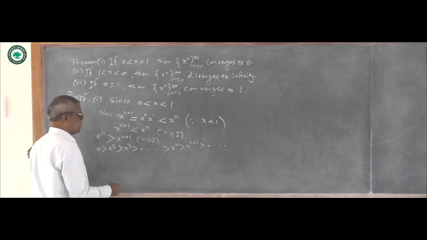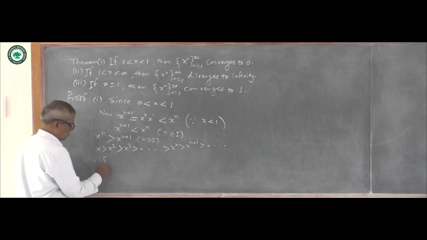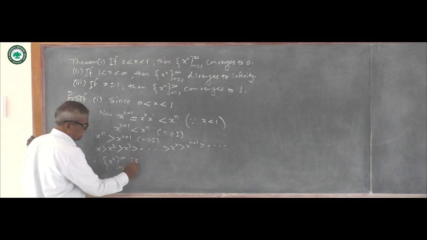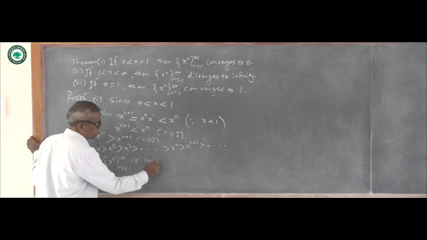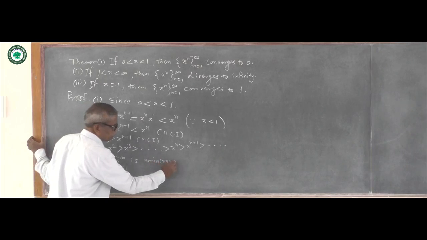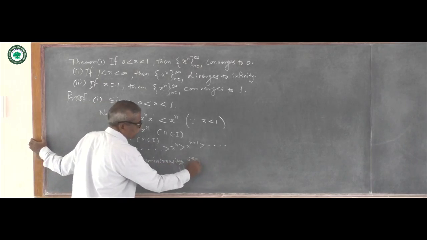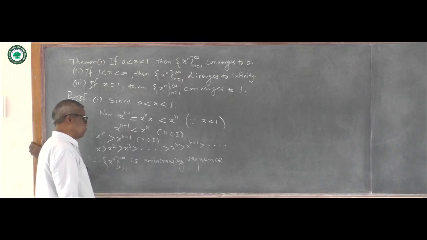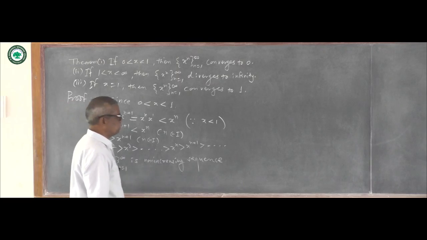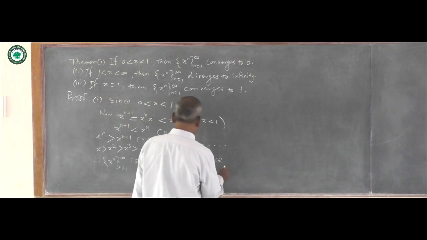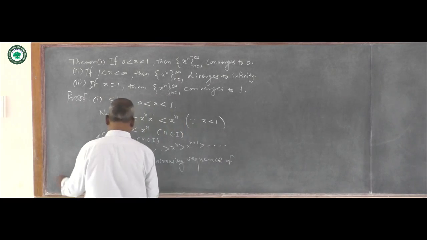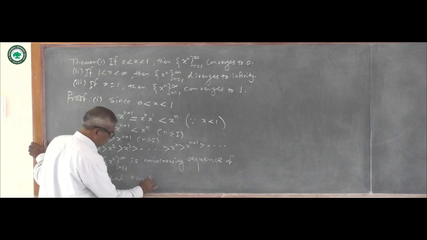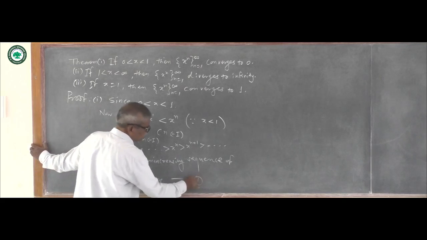Therefore, the sequence x^n, n = 1 to infinity, is a non-increasing sequence of real numbers. This is statement 1.